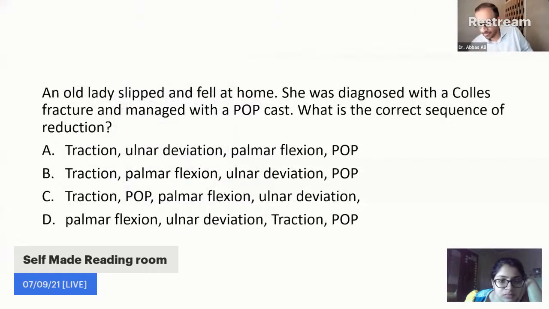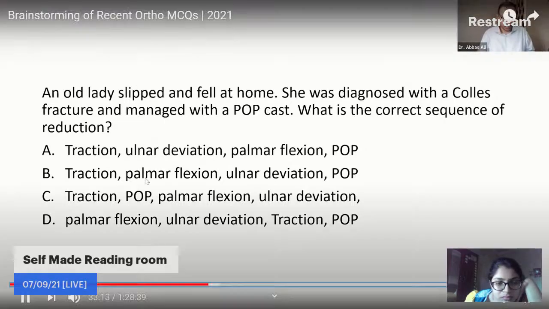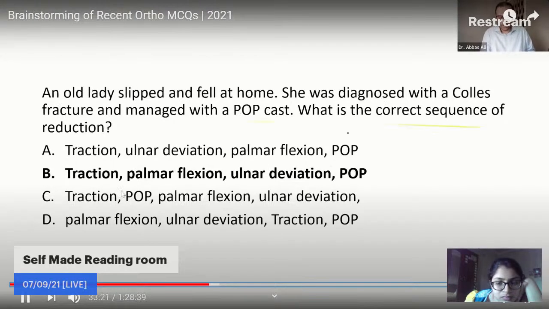Yes. Thank you, Krupa. Okay, now look at this question. So answer this. Come on. What should be the answer? An old lady slipped at home. She was diagnosed with Colles fracture. Management: what is the correct sequence of reduction?